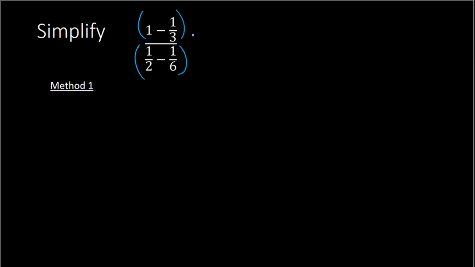So assuming we know how to add and subtract fractions, 1 minus 1/3 would just be 2/3, and then 1/2 minus 1/6. 1/2, remember, is going to be 3/6, so 3/6 minus 1/6 would be 2/6. So what we have is 2/3 divided by 2/6. So it looks really messy the way we have it here, but now that we've simplified the top and the bottom, now we can divide.